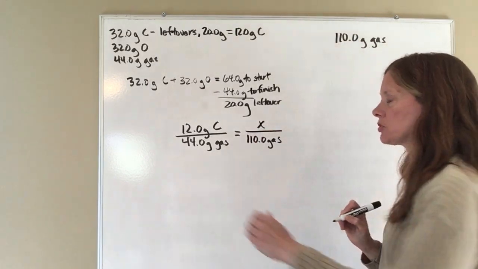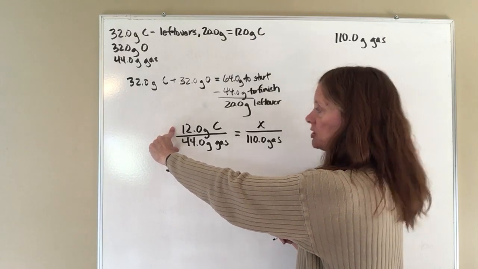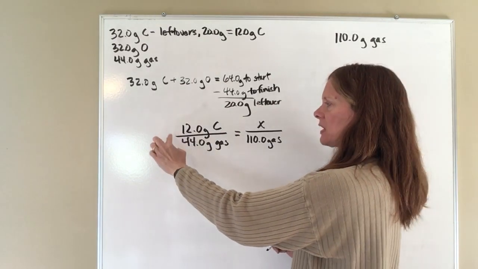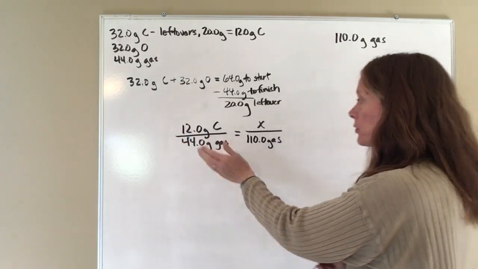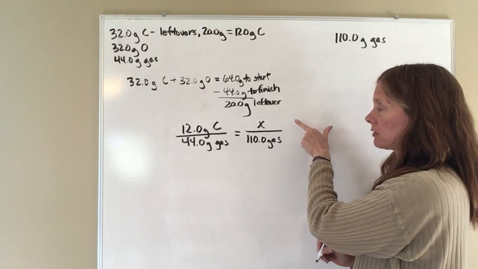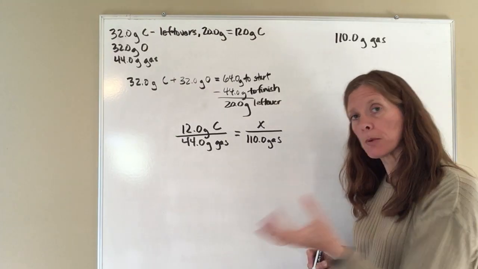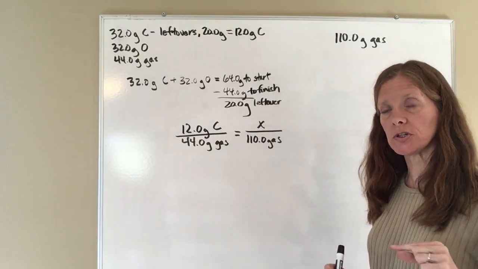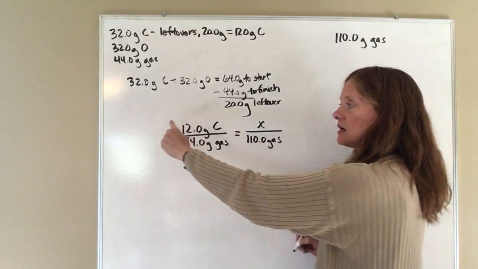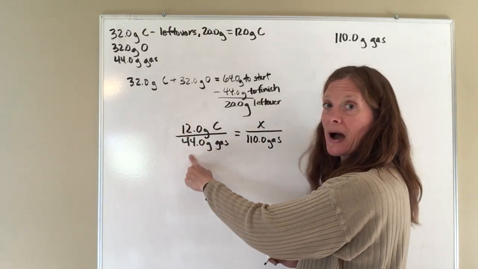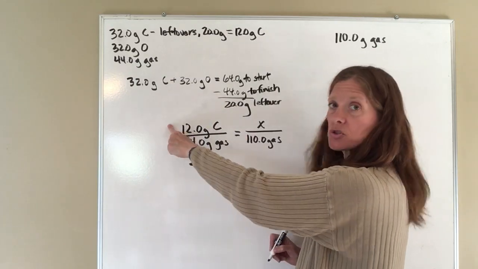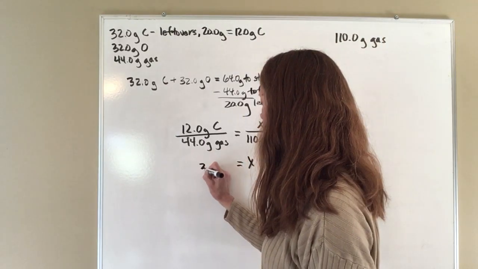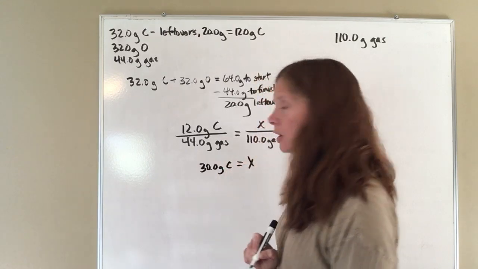Now you'll notice when I set my proportion up, this side was the first gas that she made. This side is going to be the second gas that she's making. So in this one, I've got the carbon on the top and the gas on the bottom. On the right-hand side, it needs to be set up the same way with the carbon on the top and the gas on the bottom. And you'll remember when you have a situation that looks like this, you can cross multiply. So when you type this into your calculator, you're going to take 110 times 12 divided by 44. When you solve that, you should end up with an answer of 30 grams of carbon.